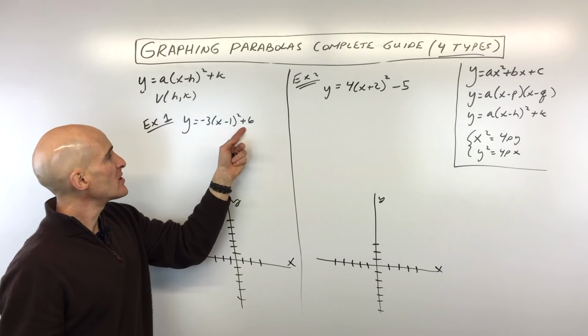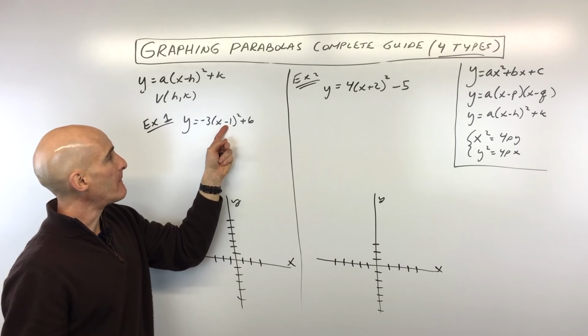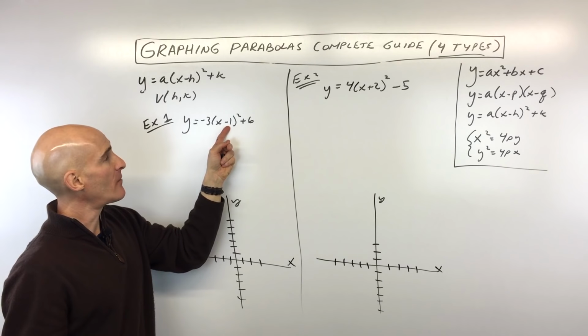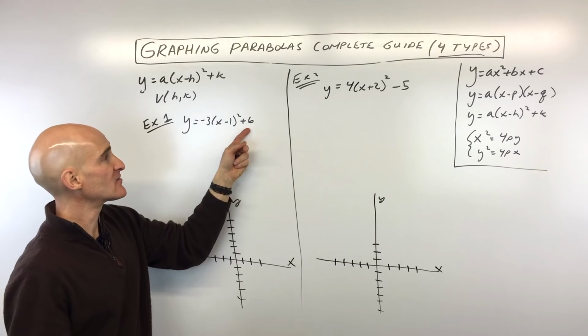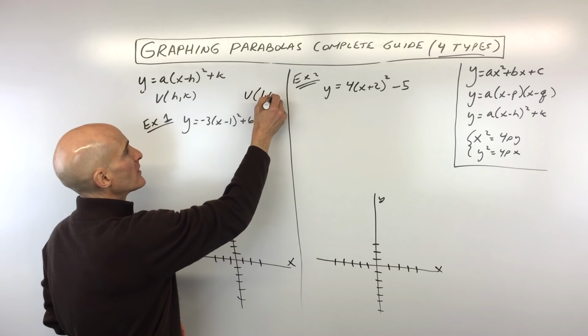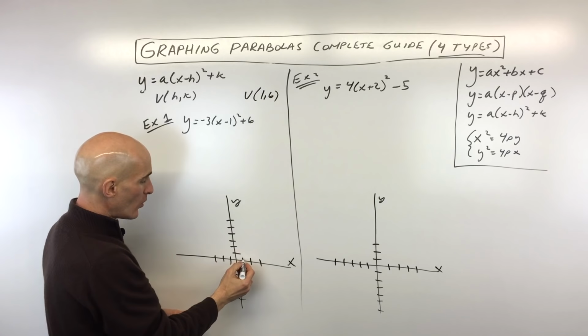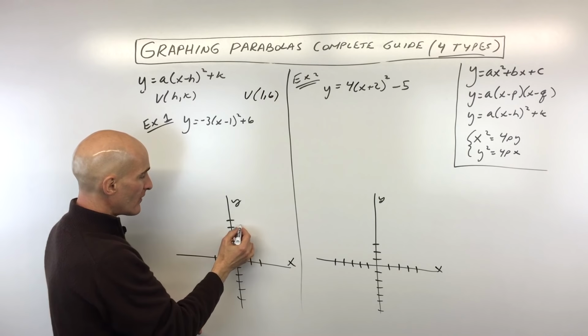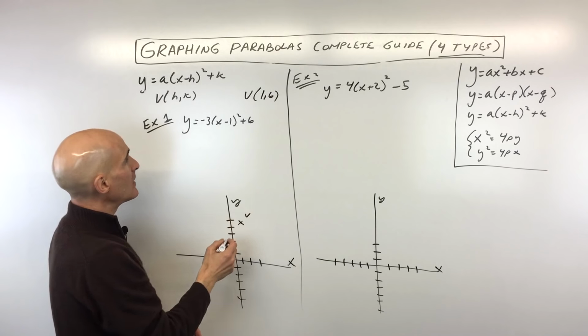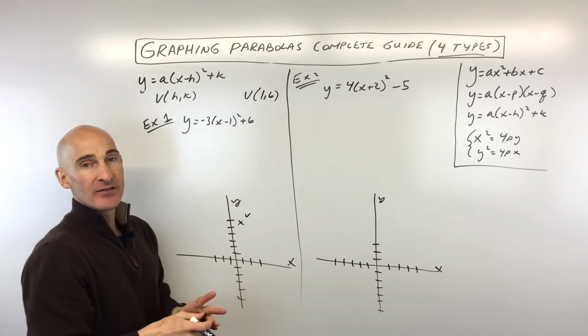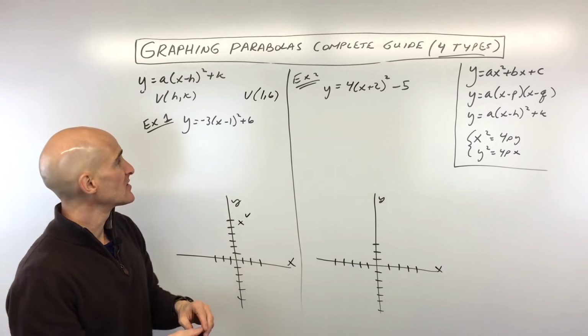So this one here, you can see that the vertex is actually at positive 1. See, not negative 1, but positive 1. And this is the same, positive 6. So our vertex here is at 1 comma 6. So let's plot that. So right 1, 1, 2, 3, 4, 5, 6. That's our vertex. Notice that the a value is negative. That means it's opening down like that, giving us a maximum.